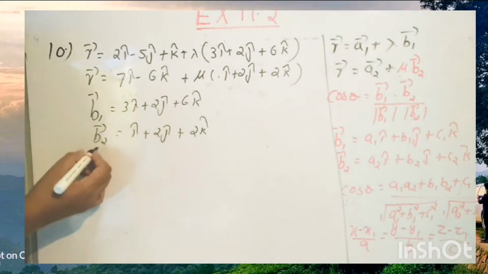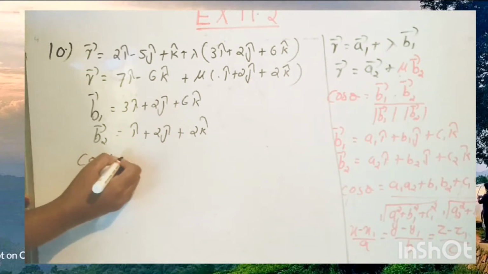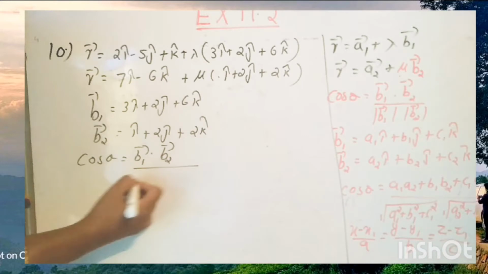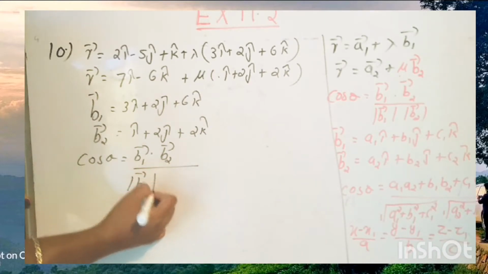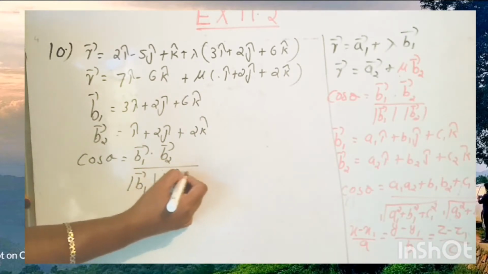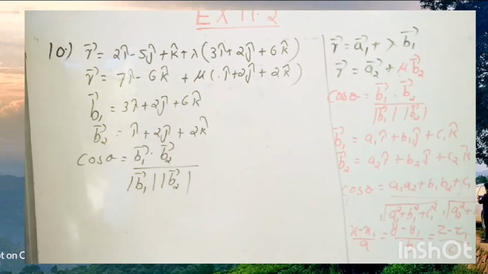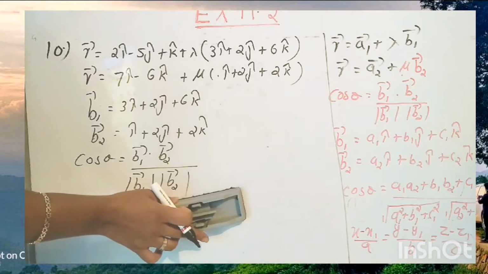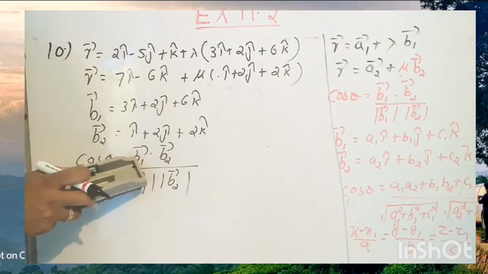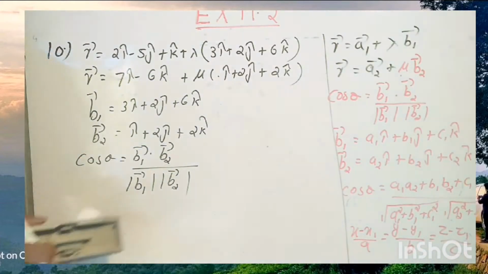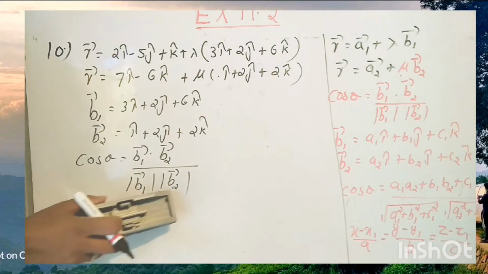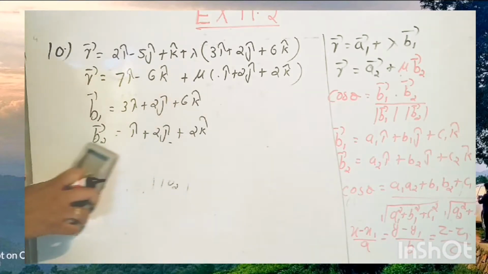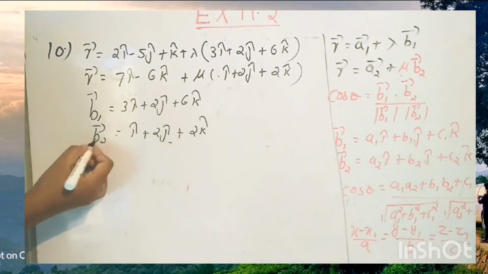Now we need to find the angle, that is cos theta is equal to b1 vector dot b2 vector divided by magnitude of b1 vector into magnitude of b2 vector. So we are going to find this b1 vector dot b2 vector, because in this equation we need b1 vector dot b2 vector, magnitude of b1 vector and magnitude of b2 vector. We will find b1 vector dot b2 vector first.